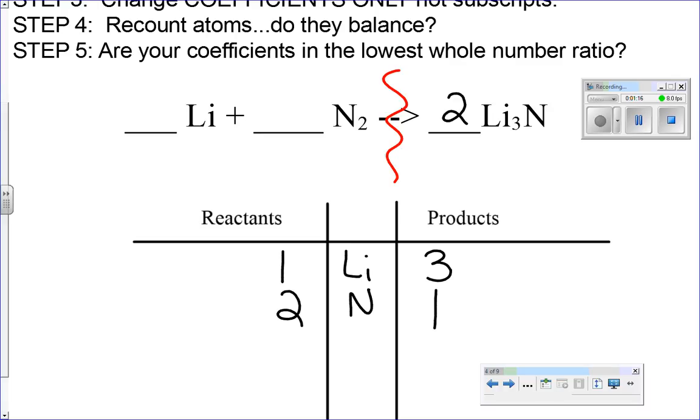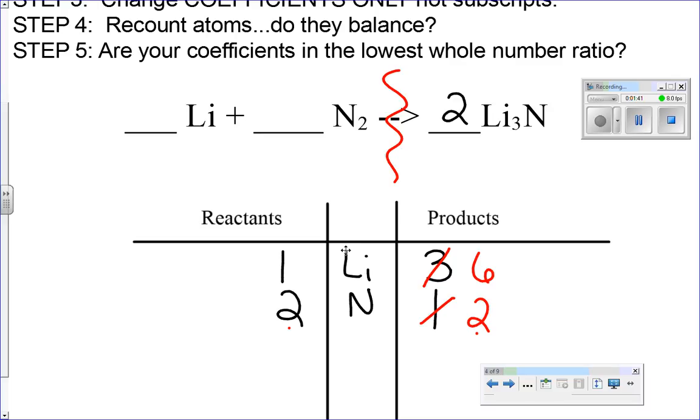By putting a 2 there, I have now changed the number of lithiums I have. Remember, I have to multiply that. So 2 times 3 means that I have 6 lithiums. And I also, in each of those groups, have 1 nitrogen. So 2 times 1 gives me 2 nitrogens. I have now balanced my nitrogens. So I have 2 nitrogens here, 2 nitrogens here. I'm good to go. Next, I'm going to look at my lithiums.